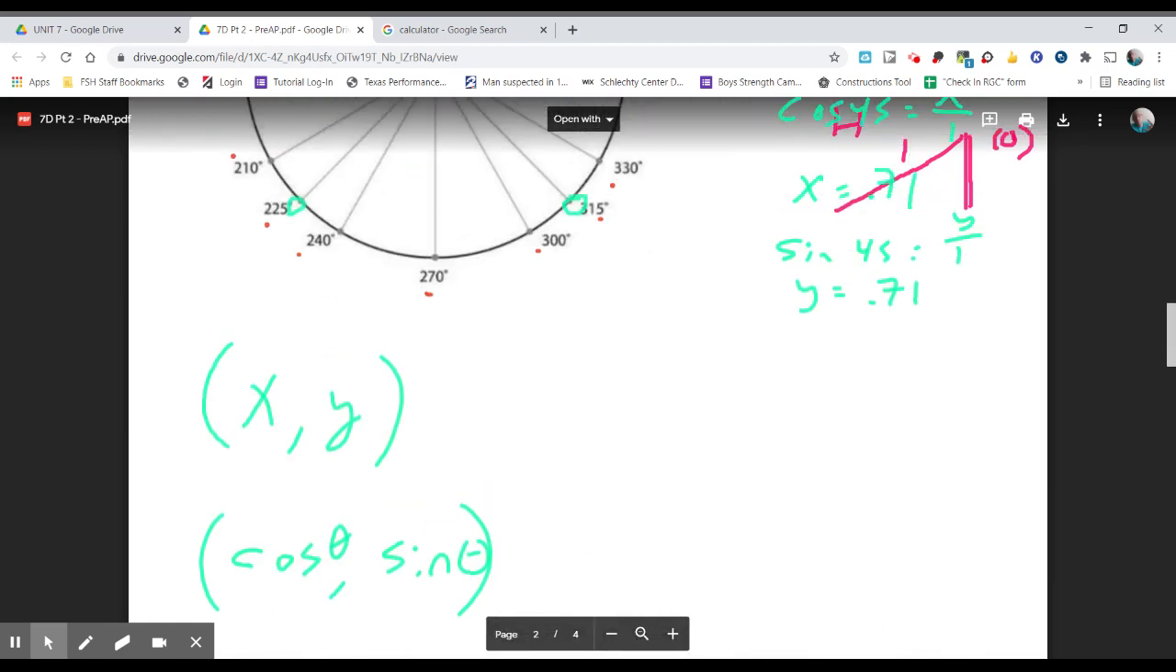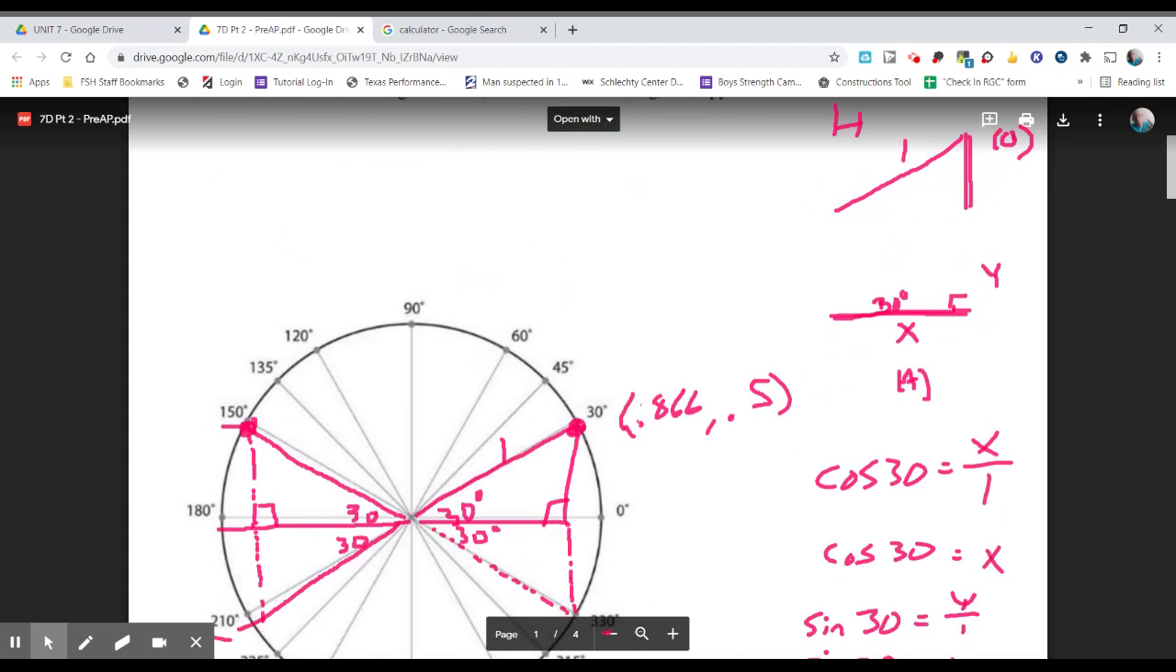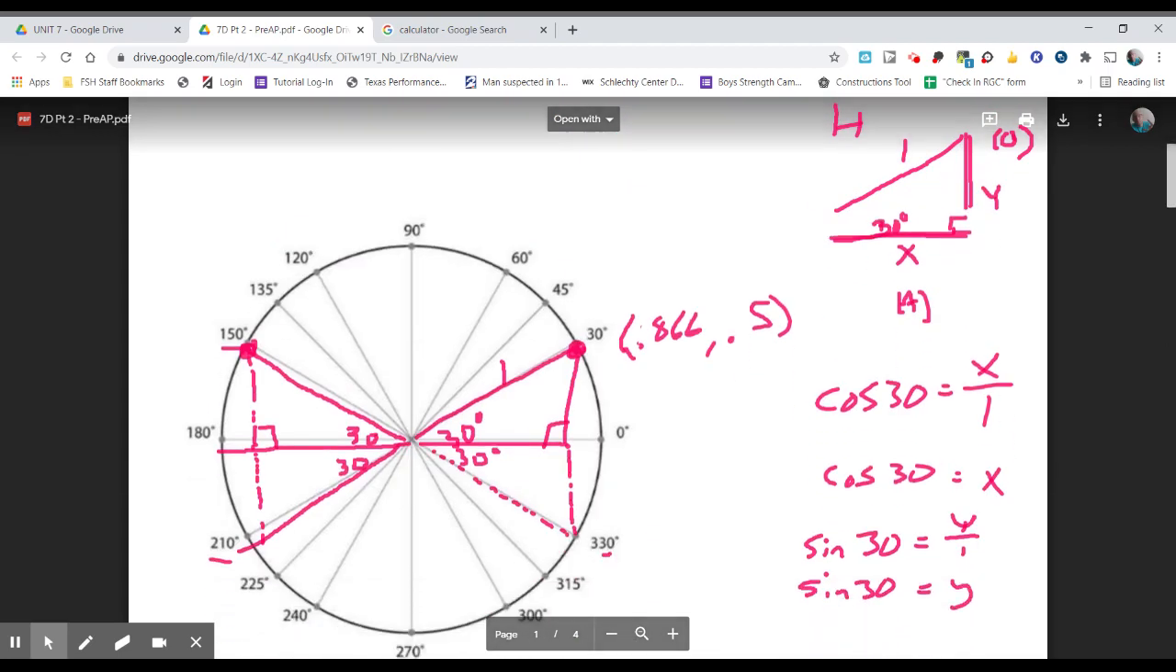So that's our 7D part 2 notes for pre-AP. This dips into some pre-calc stuff, but I thought it was kind of cool. It's a cool way to tie together the stuff that we've been doing with the unit circle and degrees and radians and the like.